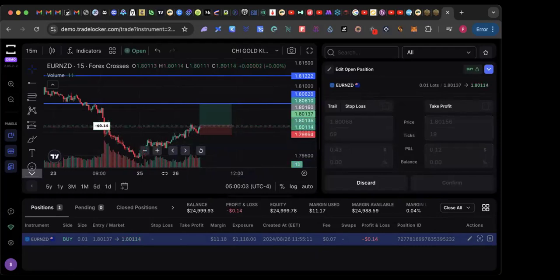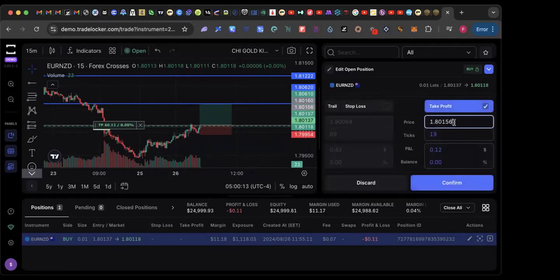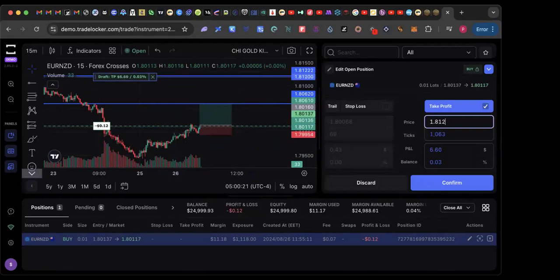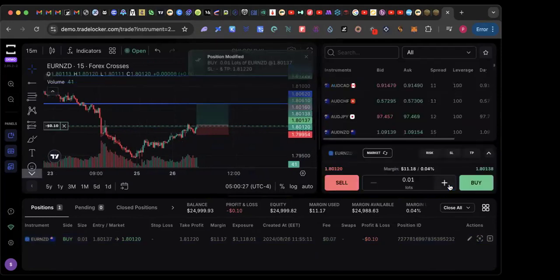So my take profit should be, let me even do 1.1822, even if it's not realistic because there's no measurement I did. Okay, 1.8122, right? Confirm. Can you see now?